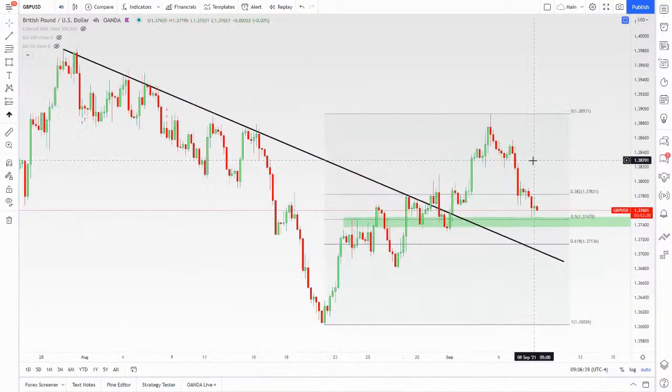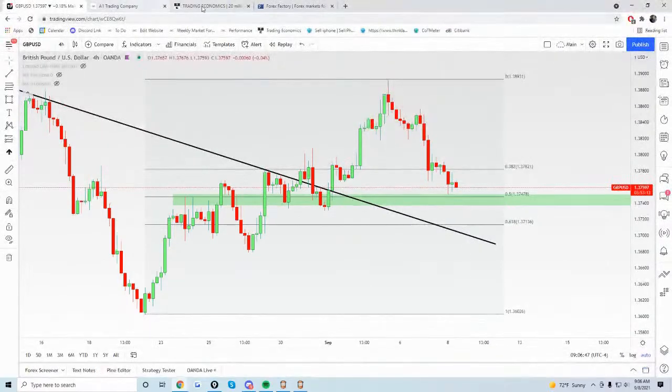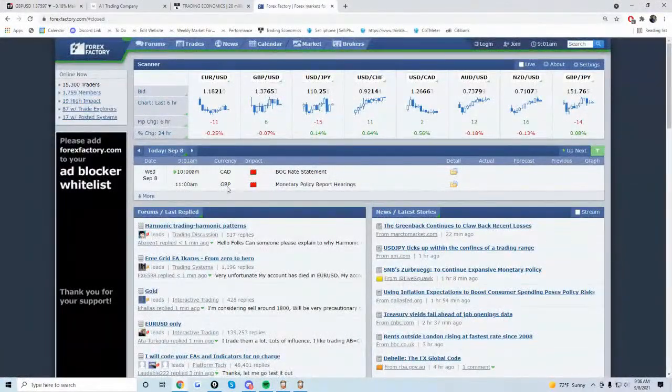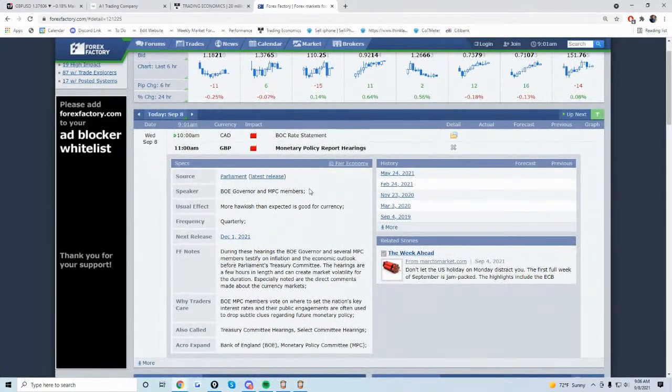This is definitely one on the top of my list, especially with today's Bank of England potentially going to be market moving, right? So we mentioned that at 11 a.m. US Eastern, we do have GBP news, which is monetary policy report hearings. In case that doesn't mean anything to you, basically what that is, it's talking about the monetary policy in England, right? So, of course, a more hawkish than expected is good for the currency.